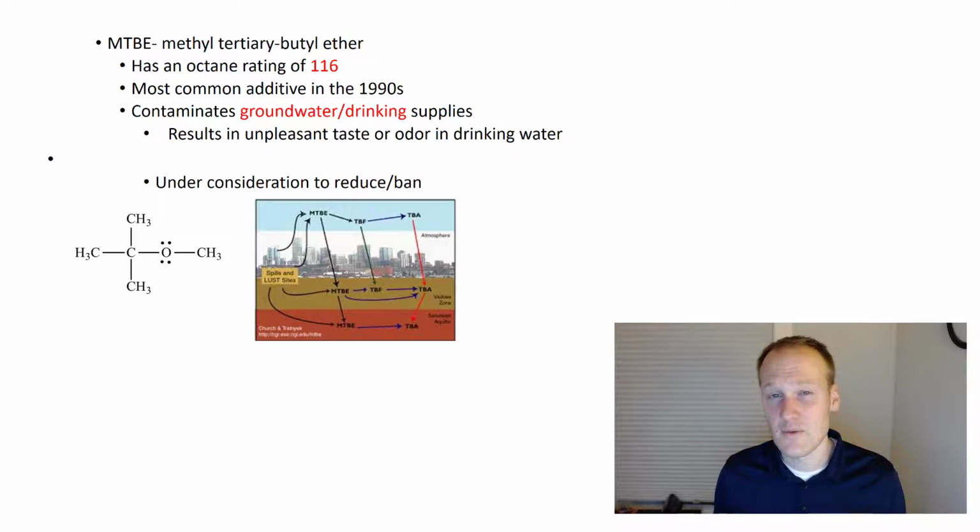The last additive we can put into gasoline is MTBE, methyl tertiary butyl ether. This has a very high octane rating and it can make very efficient gasoline. The problem with MTBE is that it can seep into the ground and into the groundwater and cause all kinds of environmental and even drinking water problems. It's the most common additive since the 1990s, but there is consideration right now to reduce it or even ban it in our gasolines, which would require us to find another way to make our gasolines more efficient.